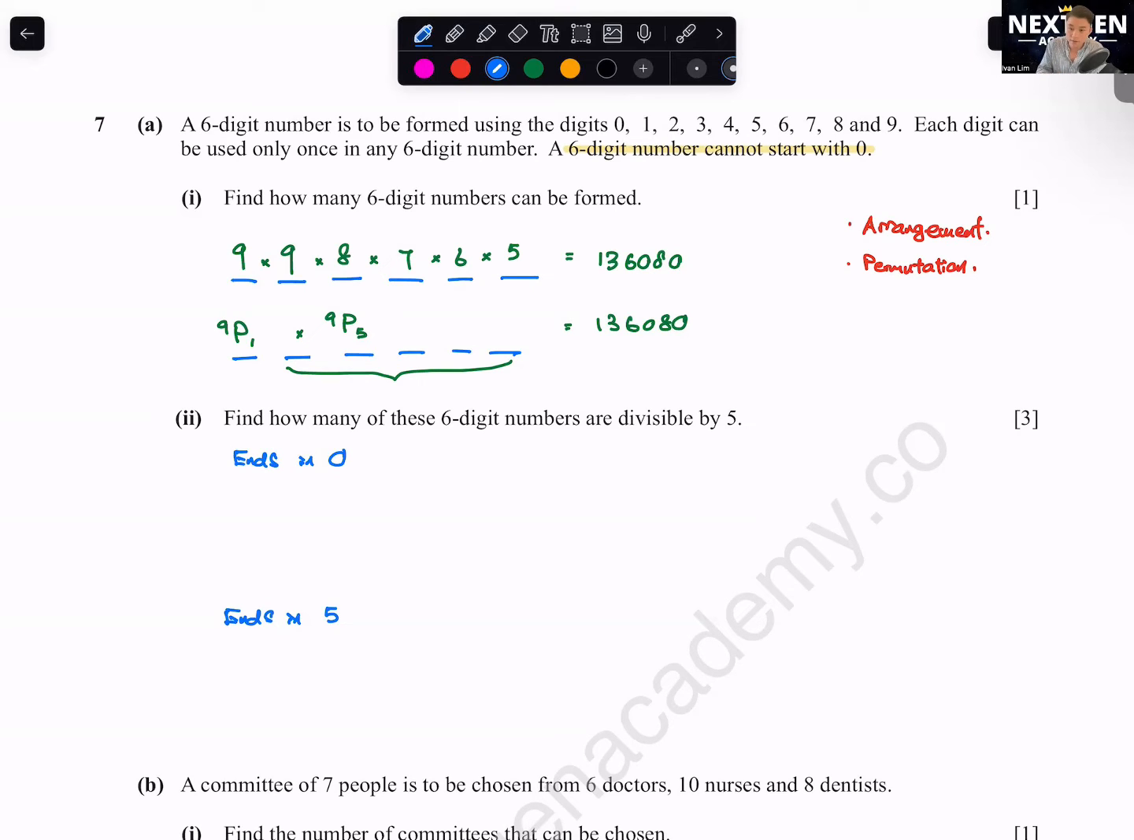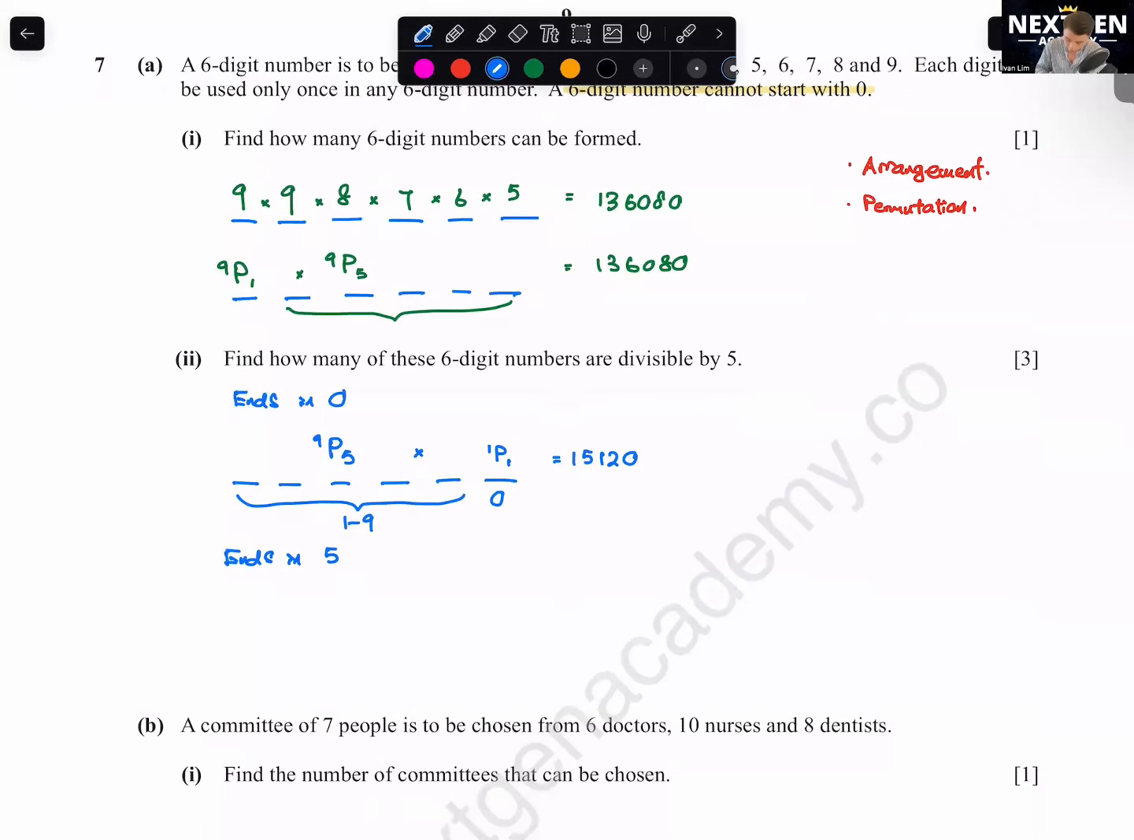If I end with 0, let's consider 0 first. 1, 2, 3, 4, 5, 6. If I end with 0 at the back here, so this one I put 1P1. Over here, I can fit any of the 9 numbers, 1 to 9. So here will be 9P5. So 9P5 times 1P1, we'll get 15,120.